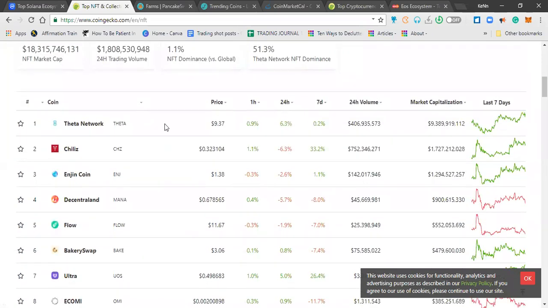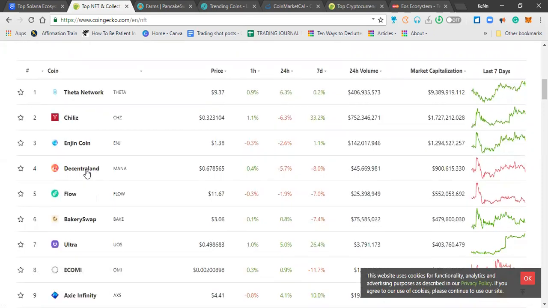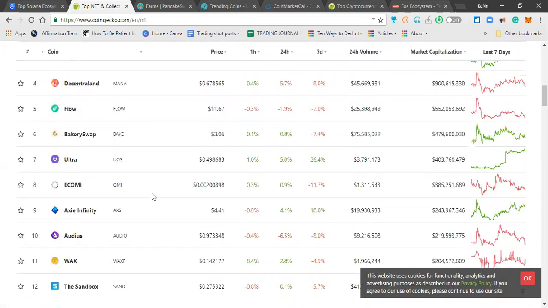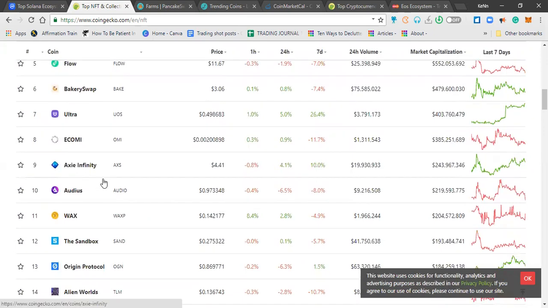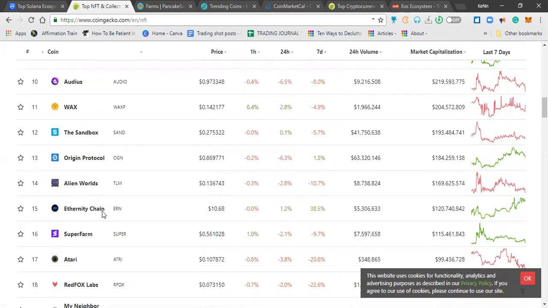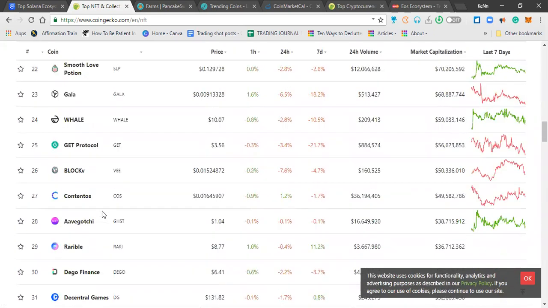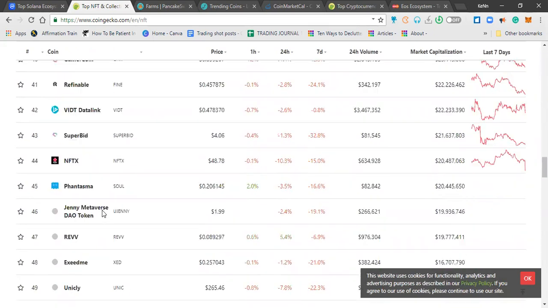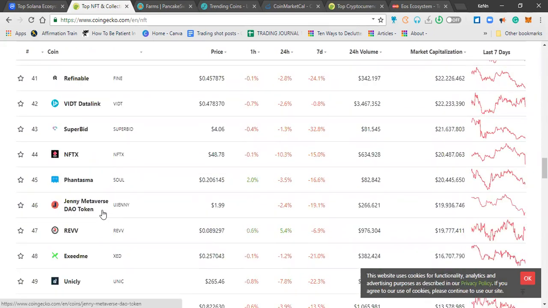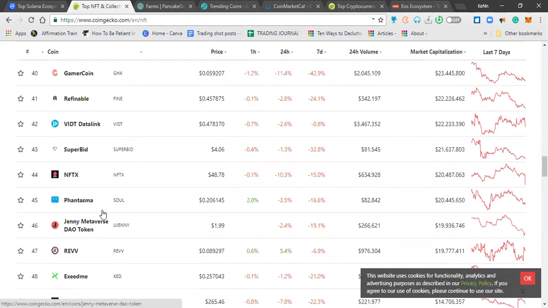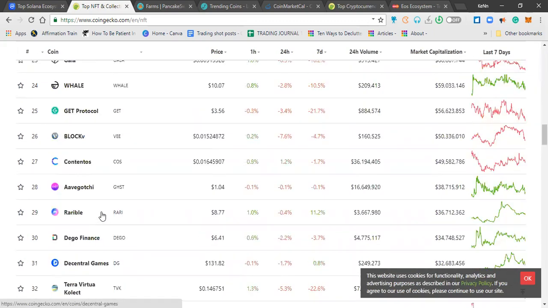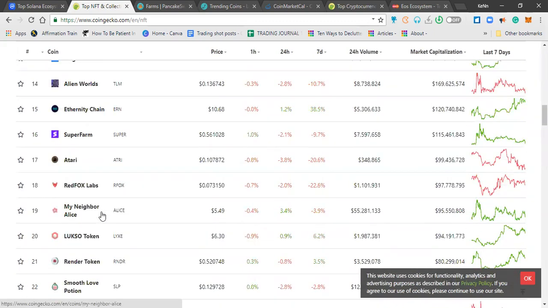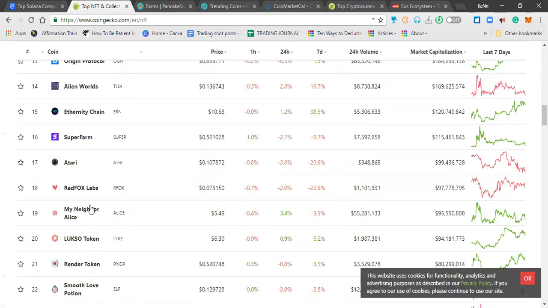Now, these are the different coins within the NFT ecosystem. So you have Tether Network, you have Chiliz, you have Engine, you have Decentraland, you have Flow, you have XZ Infinity, Audios. There are many of them, many NFTs. Why? Because anything that is a hype, that people are talking about and saying so much about, people rush into it. So there's a whole rush about NFTs right now.